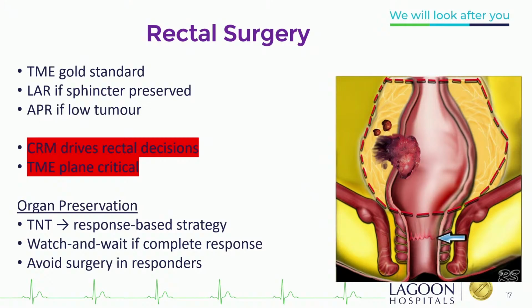Okay. The other thing to talk about here is organ preservation. Now the newer TNT, total neoadjuvant therapy, is a treatment that we have available now that will melt cancer away. And so people are now beginning to opt for this treatment, particularly for low rectal cancer, because we're trying to preserve the organ.